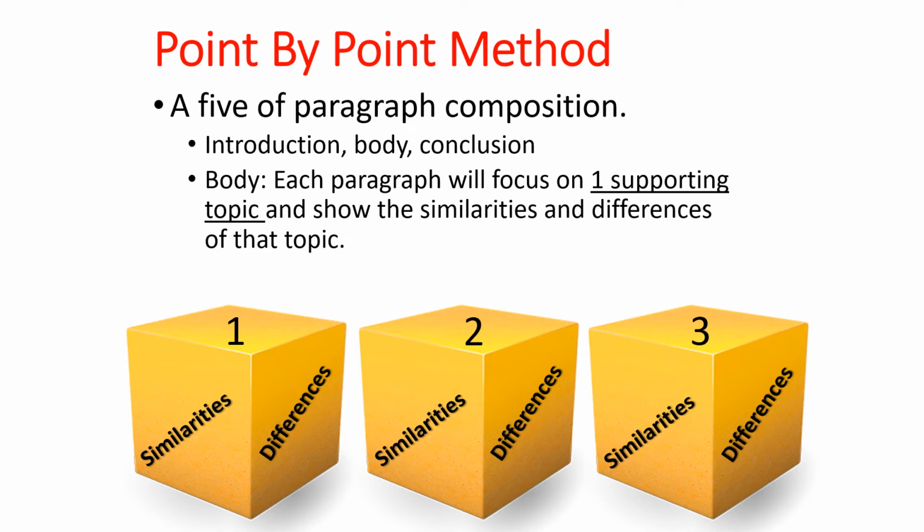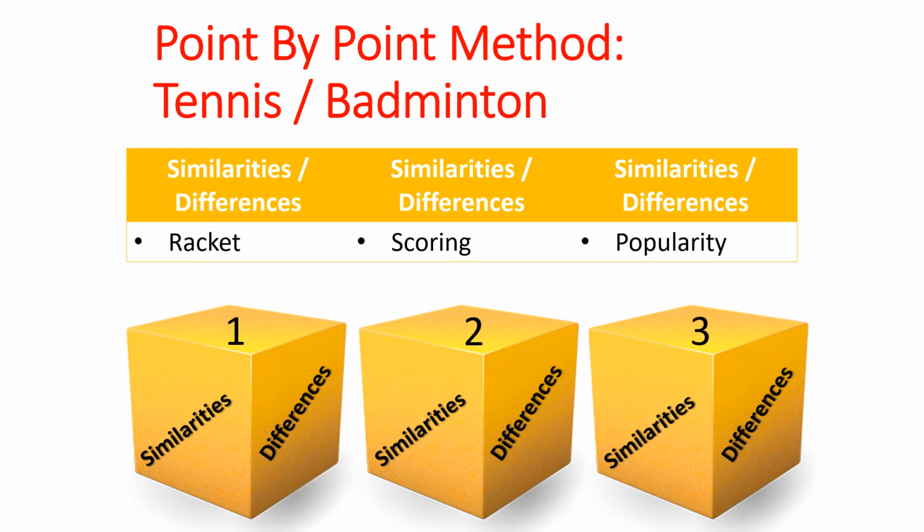The second method is point-by-point method. So if we had a traditional 5-paragraph composition, we'd have 1 paragraph that's introduction, 3 body paragraphs. Each of the body paragraphs would talk about similarities and differences of 1 point. And then you have your concluding paragraph. If we keep with the example of tennis and badminton through the point-by-point method, maybe the first paragraph in our body would talk about the racket, some of the similarities and some of the differences between a tennis and a badminton racket. The second body paragraph might be scoring, and then we can talk about some of the similarities and differences of how scoring is done.